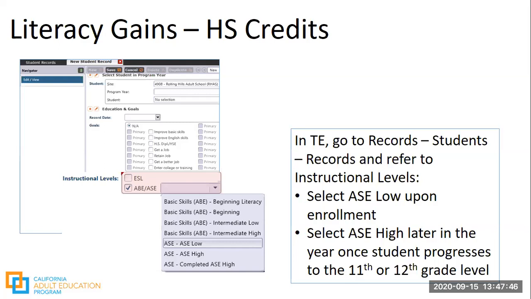So if the student starts below 90 and ends up above 90, you can mark ASE low and then ASE high sometime later. That will get the student a high school credits measurable skill gain that counts as an outcome for CAEP. As an aside, it also counts as an outcome for WIOA Title II. So I'll stop on this one. I went deeper in the weeds here than I probably should have, but everybody asked this question, so I just went into the weeds without being asked.